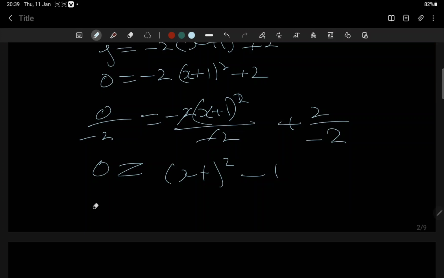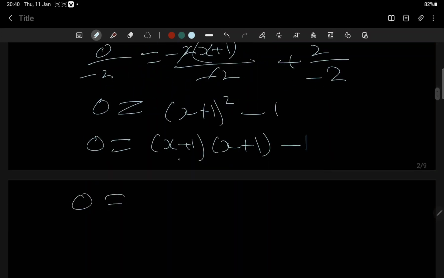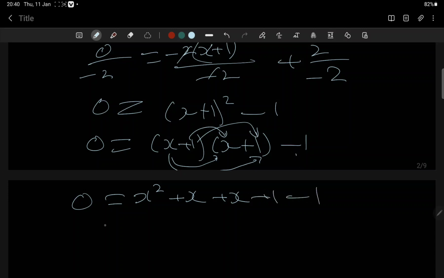Then let's try to simplify the right hand side. 0 equals (x plus 1)(x plus 1) minus 1. Expanding: x times x is x squared, x times 1 is x, 1 times x is x, 1 times 1 is 1, then minus this 1. So 0 equals x squared plus 2x, and plus 1 minus 1 is 0.